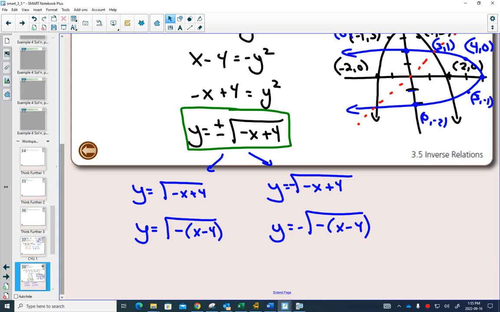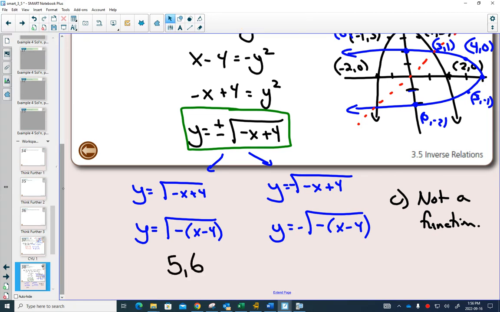All right. Is the inverse a function? Is the blue one a function? Does it pass the vertical line test? No. So part C, it is not a function. Okay.